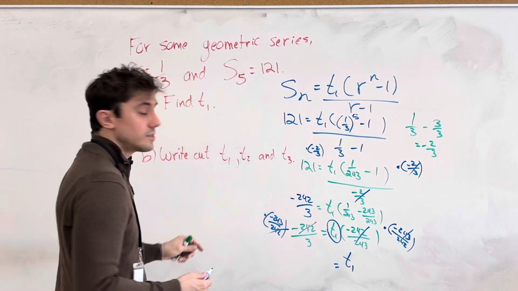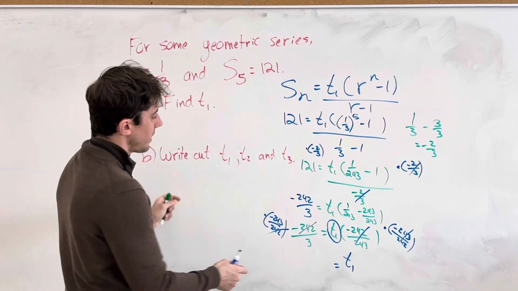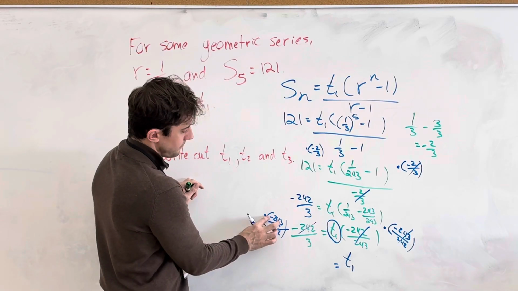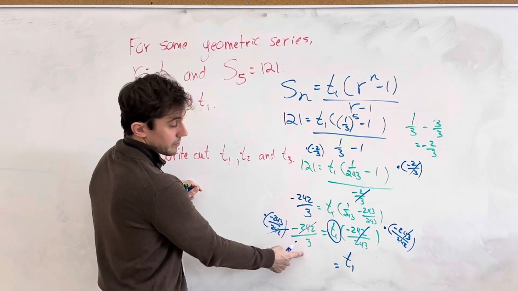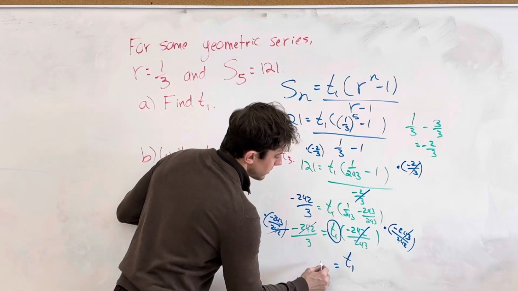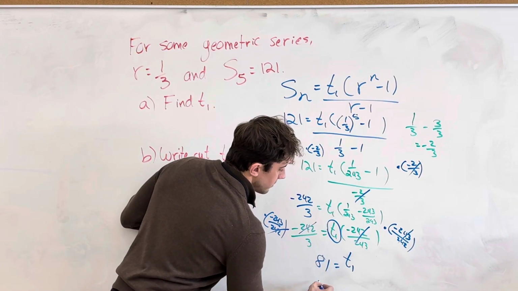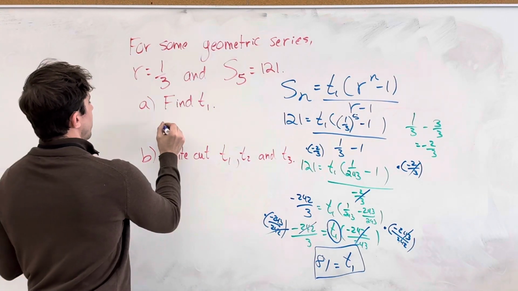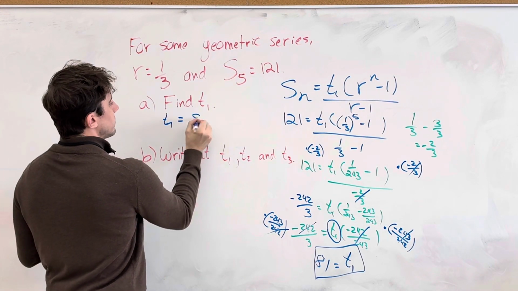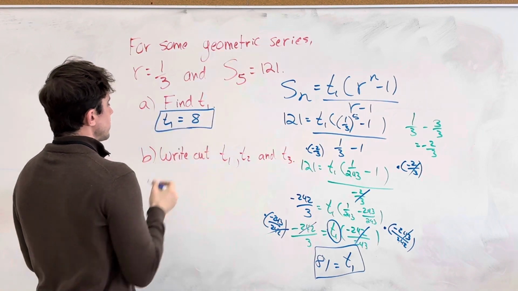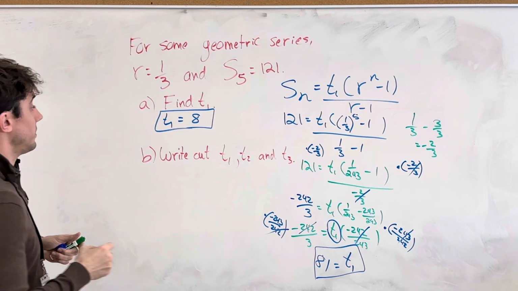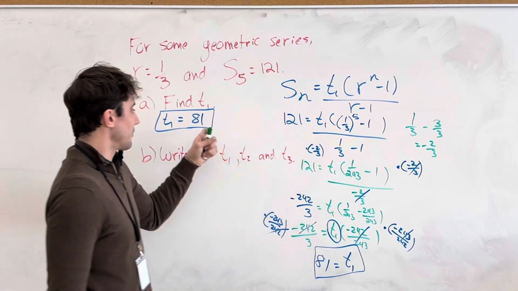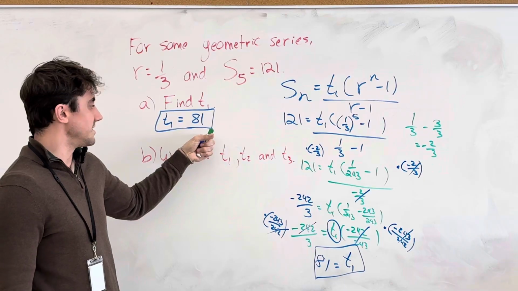Your 242s cancel out completely, and so we're left with negative times negative, so our answer is going to be positive. And we have 243 divided by 3. Again, feel free to use a calculator, but that will give you a T1 value of 81. And so for part A, we have T1, the first term in our geometric sequence, to be 81. Not sure what happened there. 81 is our first term in the sequence.